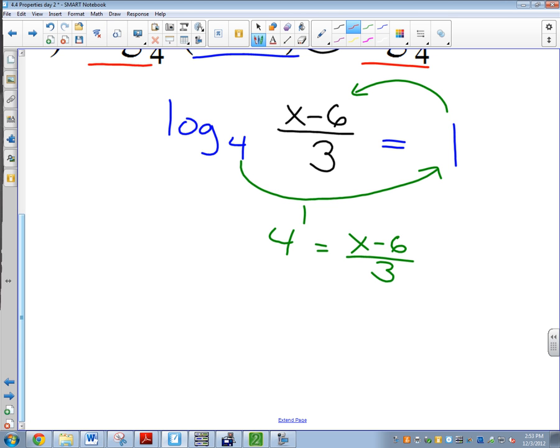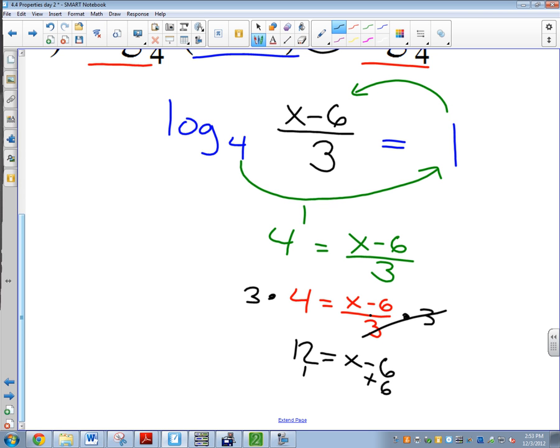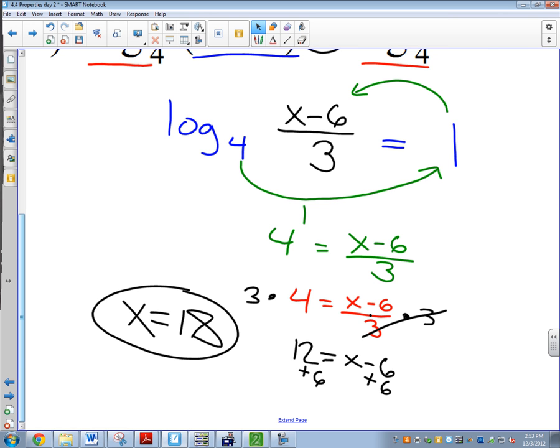So 4 to the first is just 4. This side is divided by 3 here. So to get rid of that divided by 3, I'm going to multiply both sides by 3. Cancel. 12 is equal to x minus 6. I'm going to finish by adding 6 to both sides. X is 18. That is my final answer.